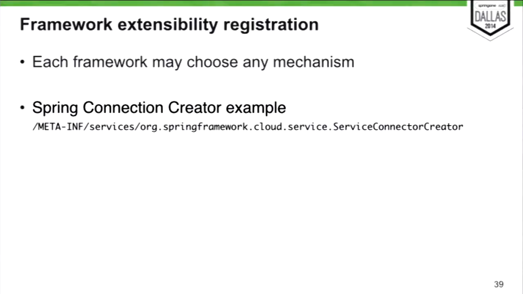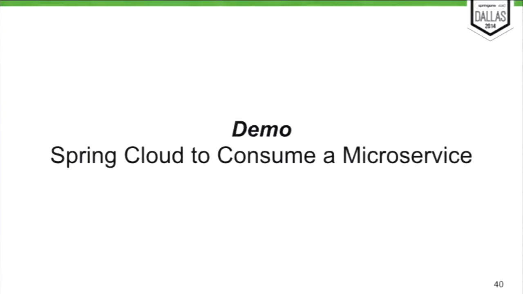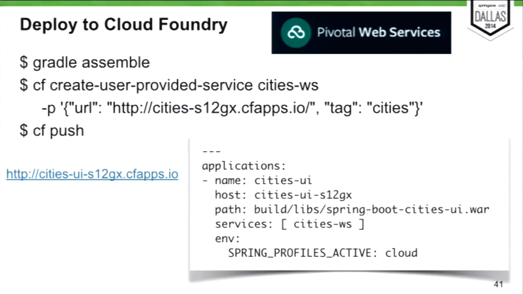Okay, and then the last point on the framework extensibility is, of course, you have to register any of those service connection creators that you write, and you do that in exactly the same way using the Java service loader mechanism. So you'd create the service connection creator file, and then add all of your service connection creators to it. Again, these aren't specific to the cloud platform, so you'd only write each of these classes once for each type of connection that you want to create. Okay, so let's get into the demo of that.